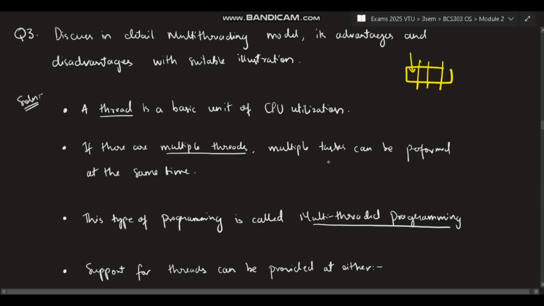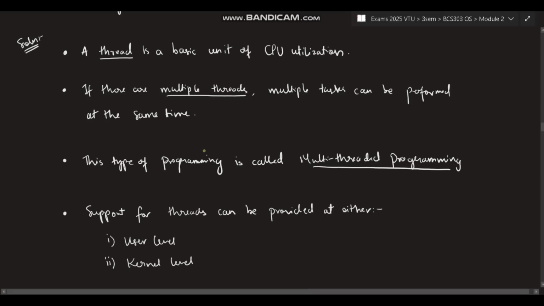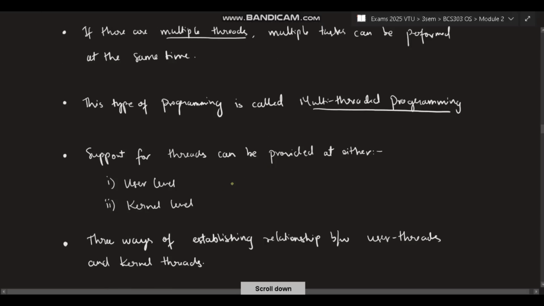With multiple threads, multiple tasks can be performed at the same time. Common sense: if there are multiple threads, we can perform multiple tasks. This type of programming is called multi-threaded programming. If multiple threads are performing tasks simultaneously, it is called multi-threaded programming. There are two kinds of support for threads: first at user level, second at kernel level.